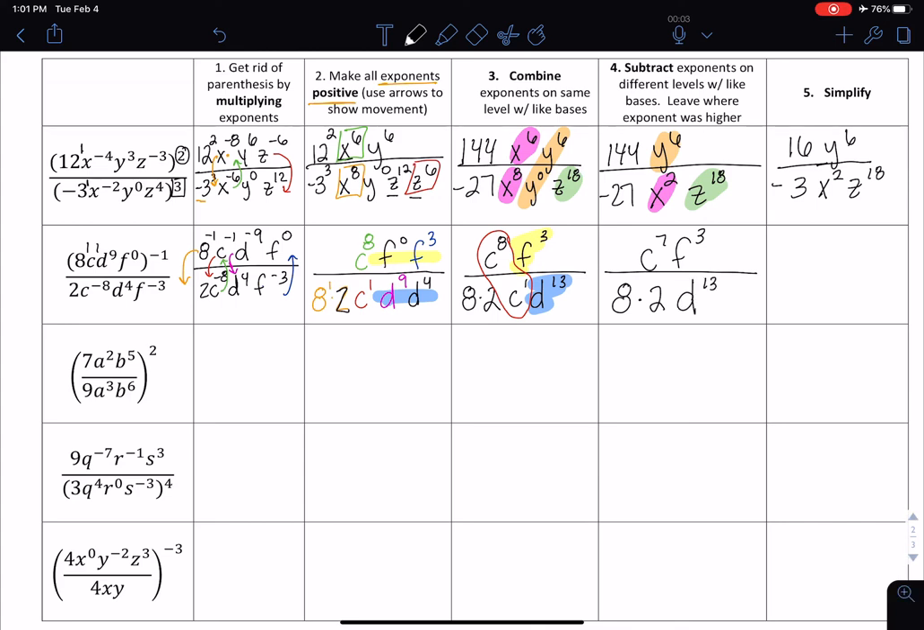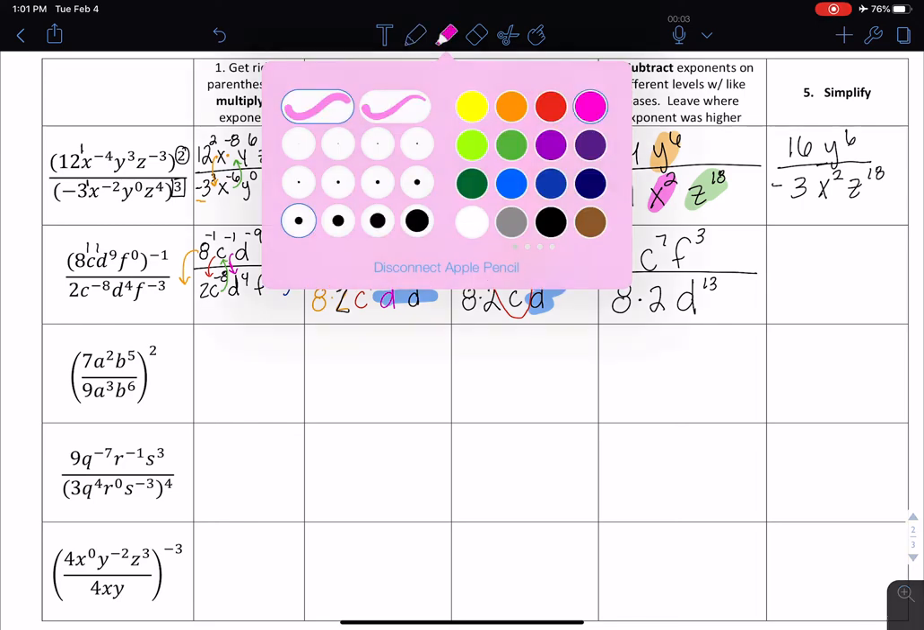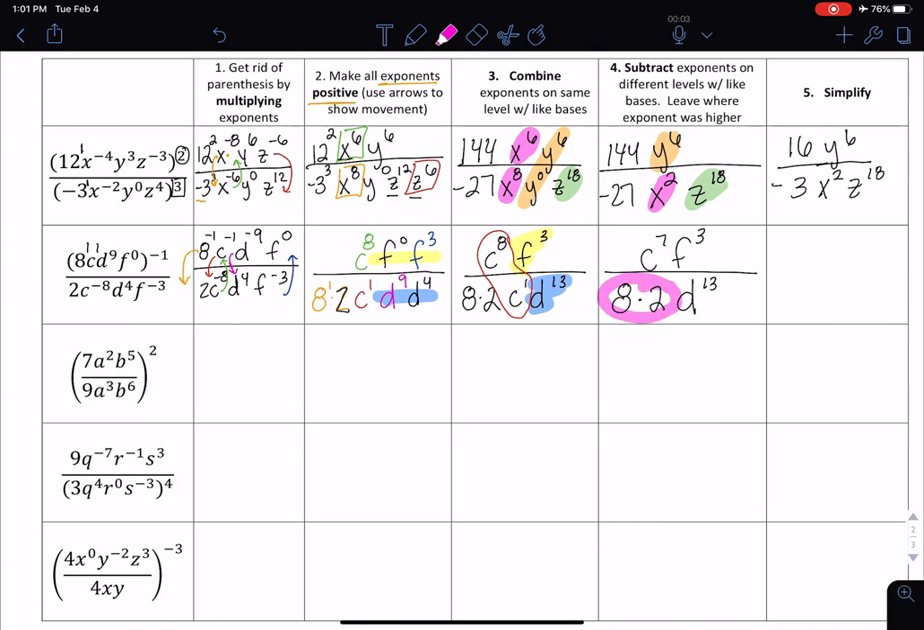Then my last step will be to simplify, which the only thing left to simplify is going to be this 8 times 2 right here. So my final answer is C to the 7, F to the 3rd. 8 times 2 is 16, D to the 13th.